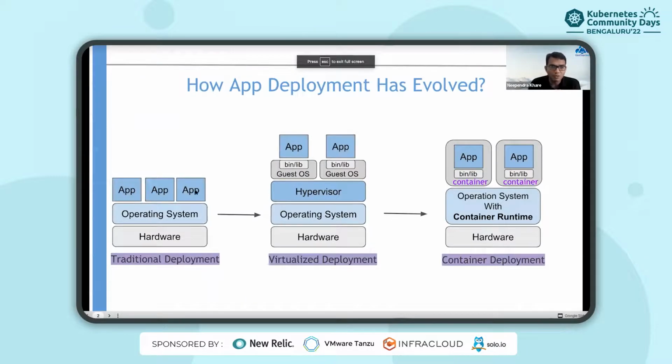Traditionally, we have been deploying our applications on physical hardware. We used to have the hardware, an OS on that, and then we deploy our applications directly on that OS. Now, if any of the applications fails, or has some kind of an issue, it can make our entire OS go bad, right?